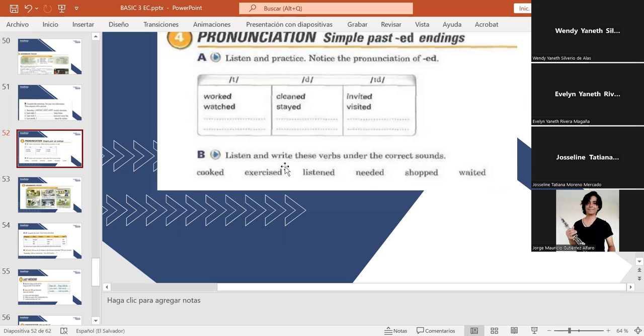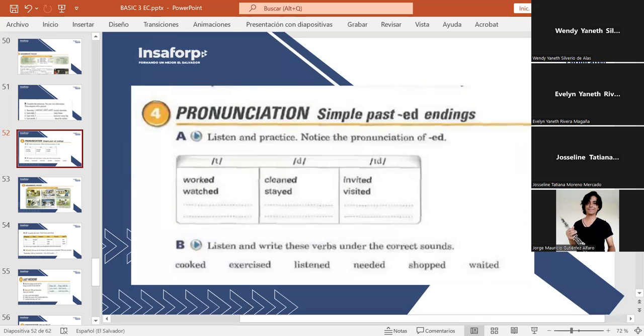According to your... Aquí no tengo el listening. I don't have the listening. Watch, clean, speak. I'm going to pronounce this. La única que podemos hacer. I'm going to pronounce them. And you're going to classify these verbs into their final sound. Okay?